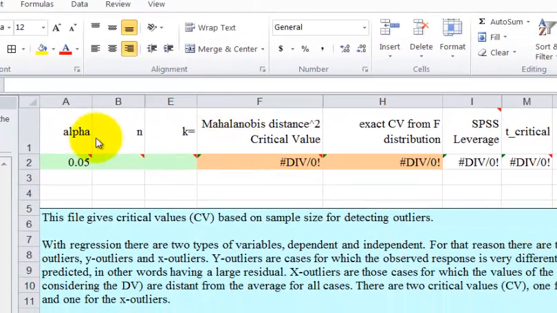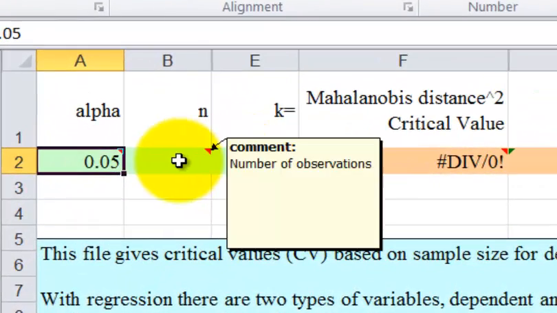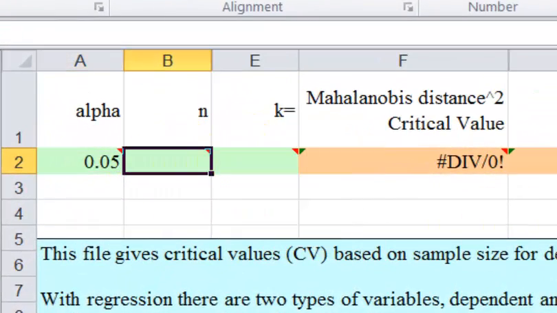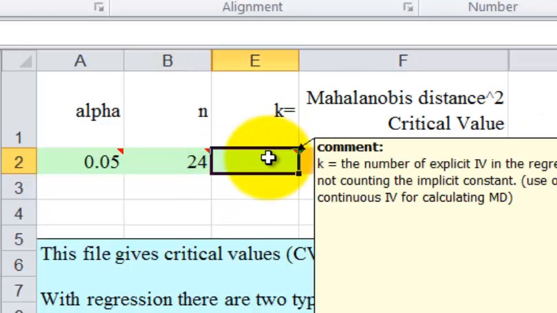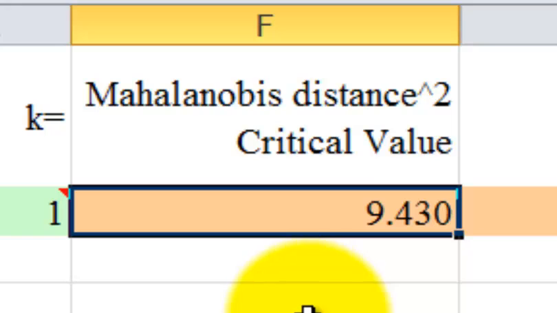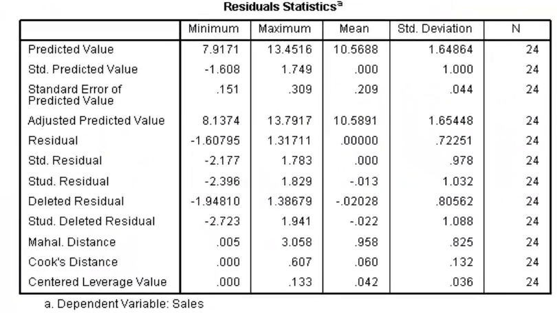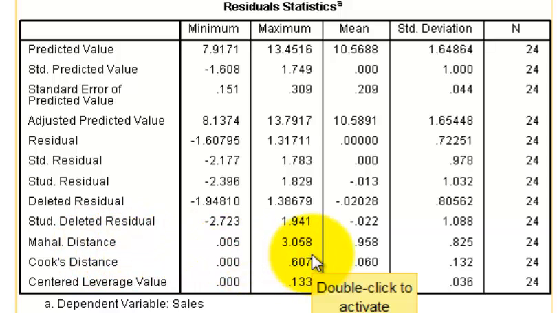Okay, here's the worksheet. So alpha, the critical alpha we always use is 0.05. N is the sample size. Remember there were 24. K is the number of IVs. So there's one IV. And then we just hit enter. So if we have any Mahalanobis distances over 9.4, we're in trouble. But we didn't. So according to our output, again, our biggest Mahalanobis was 3 point something. So we're good to go.